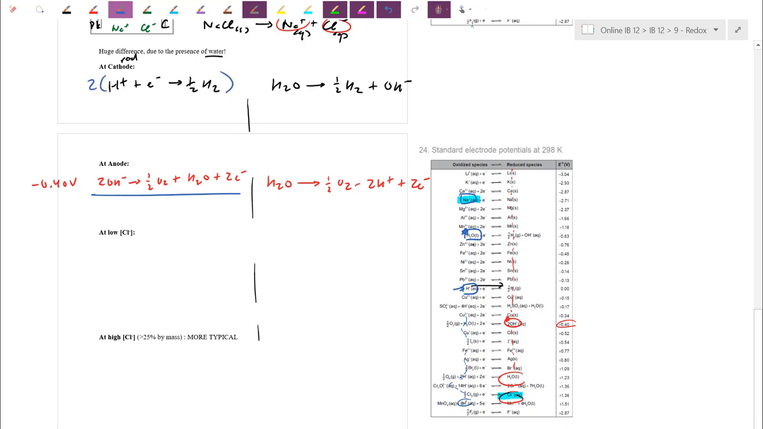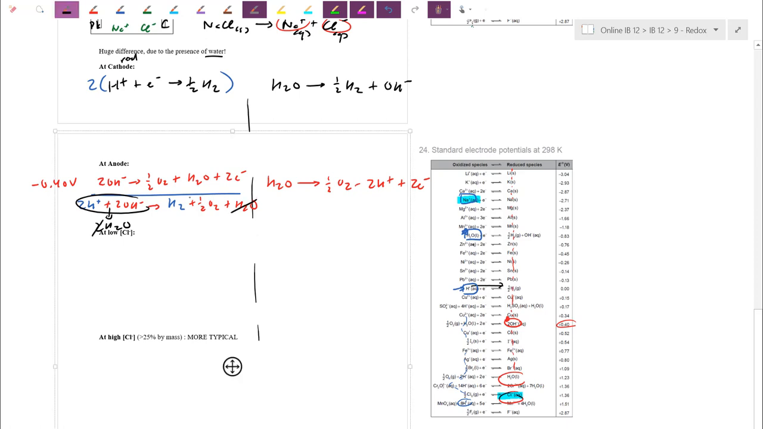So let's double this equation, because I want to match up the electrons. So what do we get? We get 2H plus and 2OH minus. This ends up becoming 2 times half, which gives you 1 mole H2. We're still going to have our half O2 and our H2O. Remember, 2H plus and 2OH minus is basically 2 water. And if I have waters on both sides of the table, I don't need 2. Let's cancel that one.